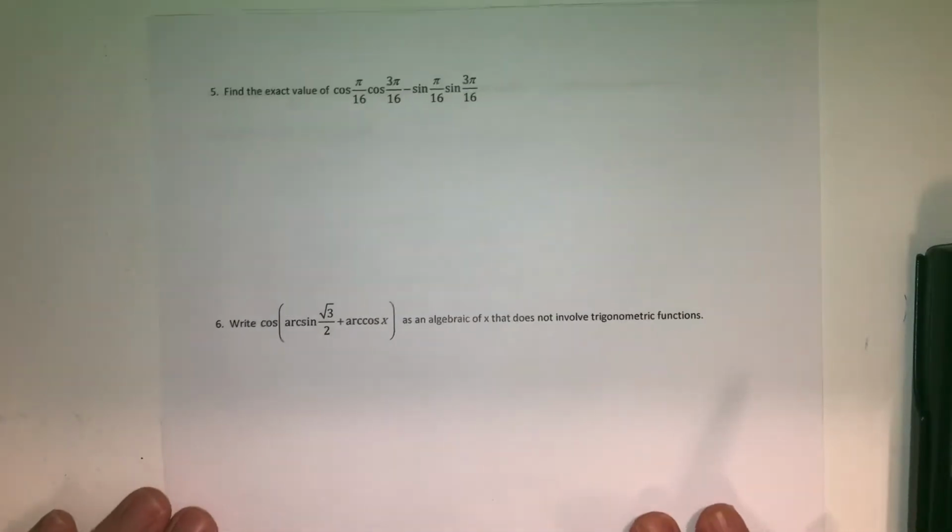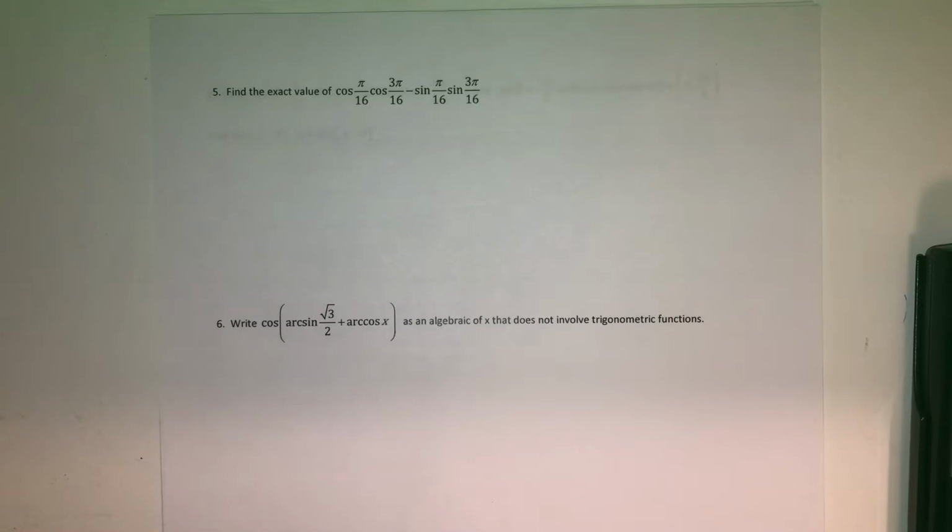Okay. Let's turn the page on the notes, please, and go to the next page. Next page, we have example number 5, and it says, find the exact value of the cosine of pi over 16 times cosine of 3 pi over 16 minus the sine of pi over 16 times the sine of 3 pi over 16.